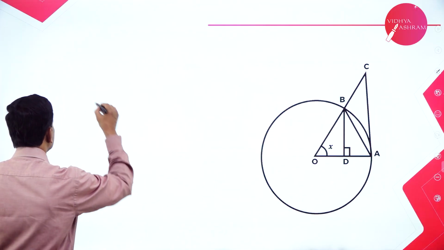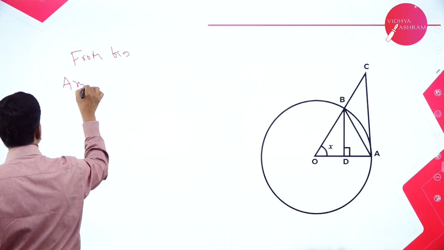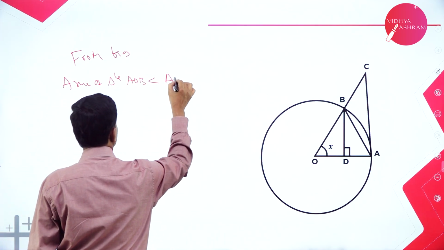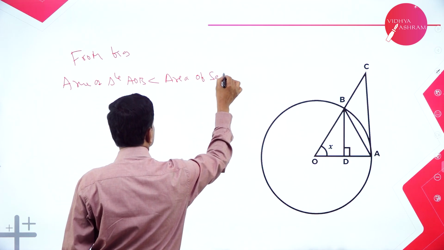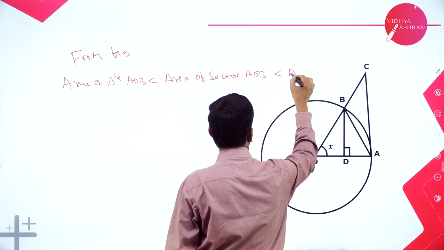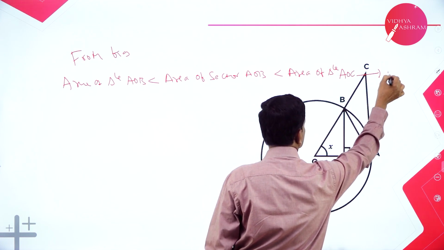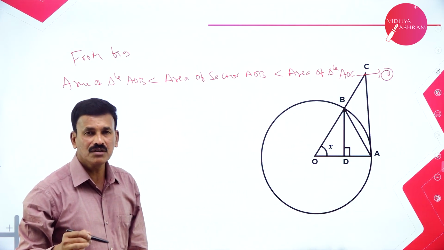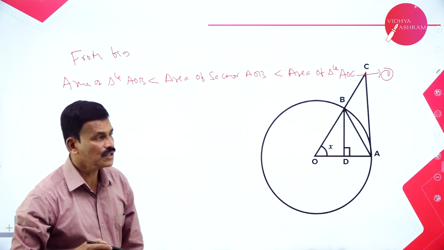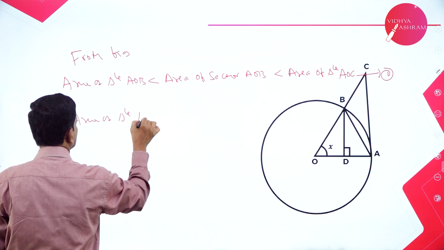That's it. From this figure, area of triangle AOB is less than area of sector AOB, which is less than area of triangle AOC. Let us represent this as equation number 1. Now, first find out the area of triangle AOB.